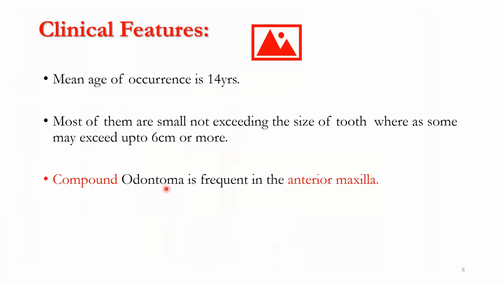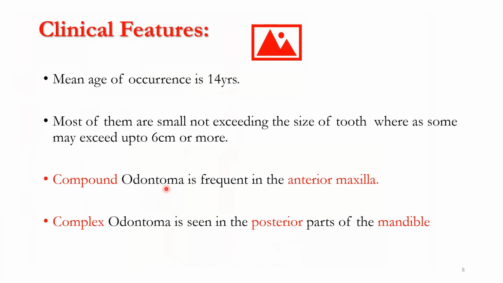Compound odontoma, the site is very specific and it is quite frequent in the anterior maxilla, and complex is seen in both the jaws, but it can be seen more frequently in the posterior parts of the mandible. So the site should give you some idea as to which type of odontoma it is, but of course only after radiographic and histopathologic examination you can come to a final diagnosis.